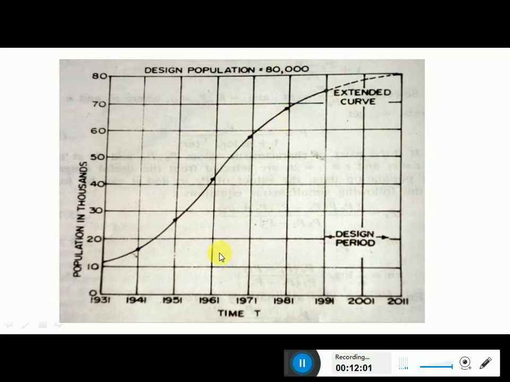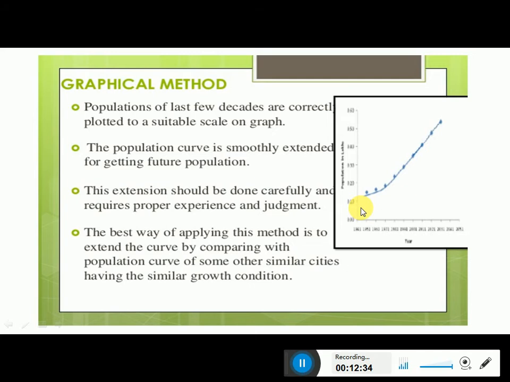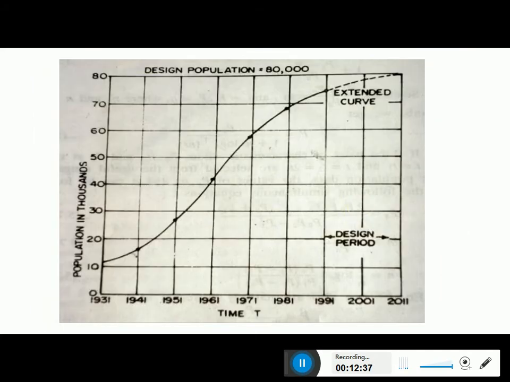Based on the data obtained from the census, we have the population up to 1991, that is around 70 plus thousand. By using this method, the design period is after 2 decades, that is 20 years. The curve is smoothly extended in this area, based on the previous population growth. So this is called the population growth graphical method. The curve is smoothly extended.